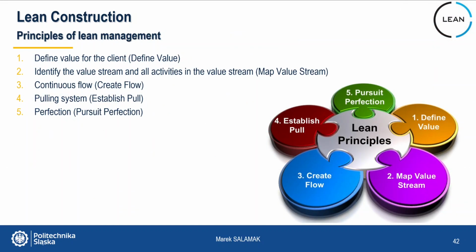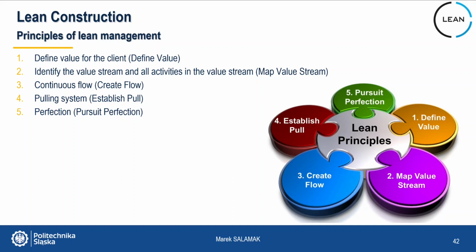Here we have 5 basic principles of lean management. The first is defining value for the customer, like what the customer perceives as the product's or service's value. The value for customers is, among others, quality, functionality, price, appearance, availability in a given place and time, additional services, and timely delivery.